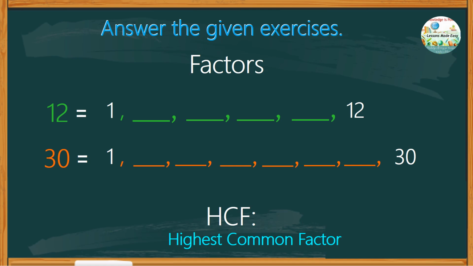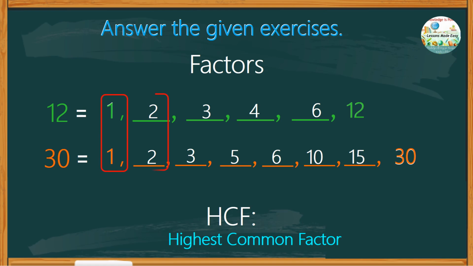The factors of 12 are obviously 1 and 12 itself. 2 is also a factor. 3, 4, and 6 as well. The factors of 30 are 1 and itself, of course. That would also include 2, 3, 5, 6, 10, and 15. The common factors of 12 and 30 are 1, 2, 3, and 6. And among these numbers, 6 is the highest common factor.